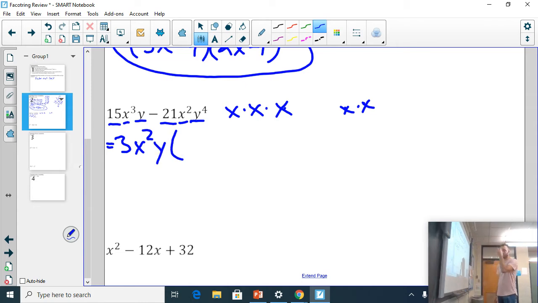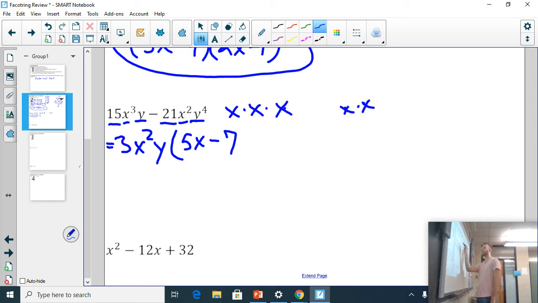And now I'm just going to ask what's left over. 3 times what gets me 15? That's 5. And we have x squared, so we need another x. We already have that y, so we don't need that y. And then we're going to minus 3 times 7 is 21.